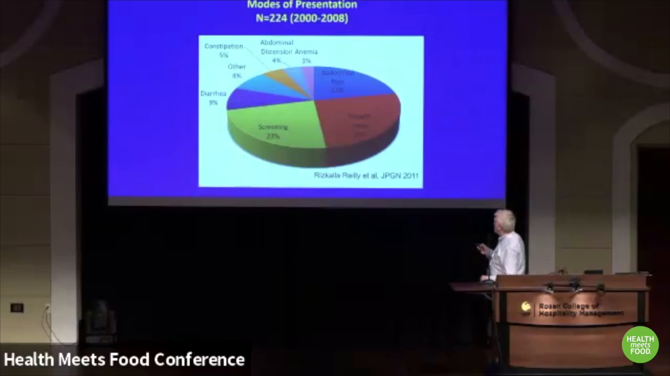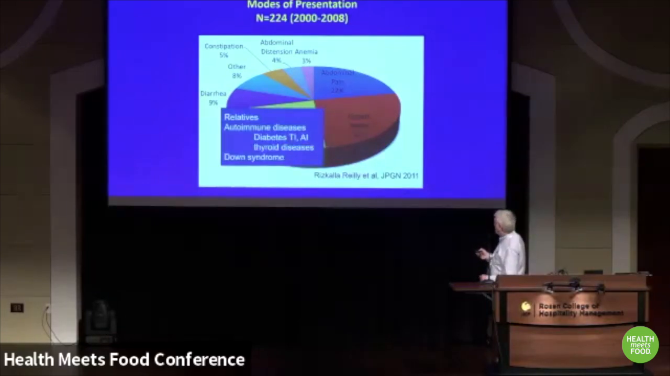The other major modes of presentation are recurrent abdominal pain, growth issues, which is either failure to thrive or short stature, and screening. The kids that get screened are relatives. Now increasingly, any child with an autoimmune condition probably should have those antibodies checked. It's uniform for type 1 diabetics, but not for thyroid disease, but it probably should be. This is autoimmune liver disease and Down syndrome. All of these have about an 8% risk of having celiac disease.